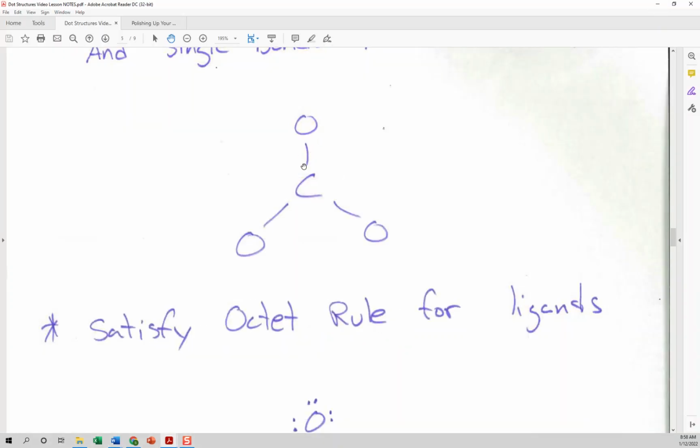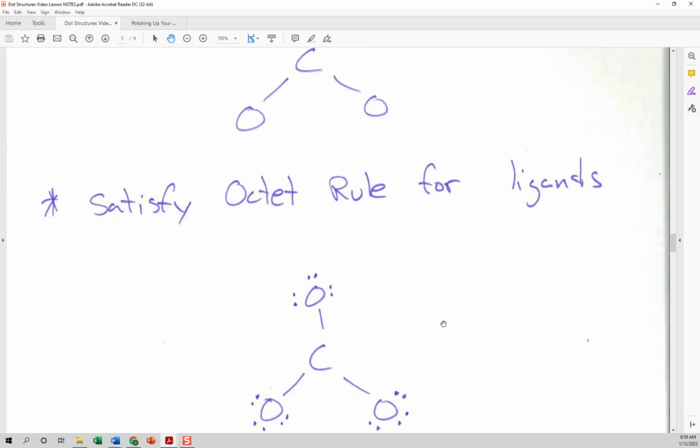And right now in our dot structure, this oxygen has 2, right? The dash counts as 2 electrons, counted both ways. So right now the carbon has 6 (2, 4, 6), but this oxygen only has 2. This oxygen only has 2. This oxygen only has 2. So now we have to add electrons to the oxygen to satisfy its octet rule, and oxygen needs 8.